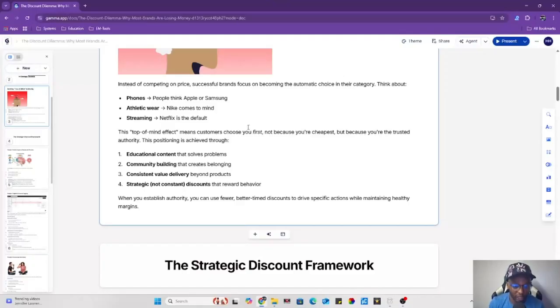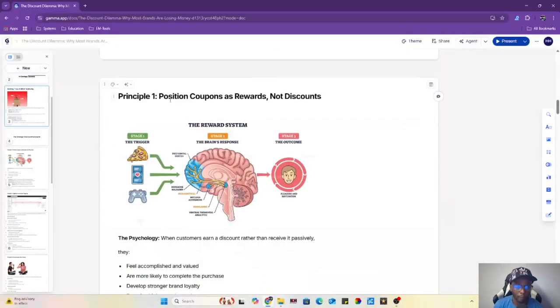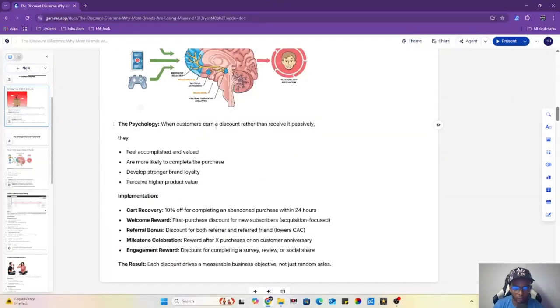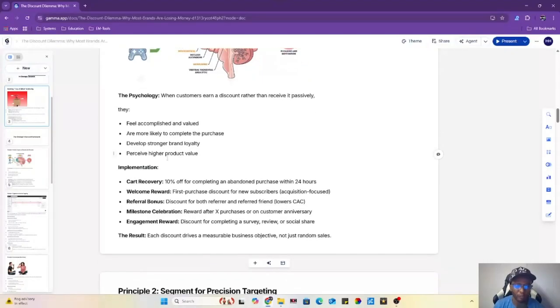So we want to offer people discounts when they do something for us, so we give them something in return. That's how you reward behavior, and you train people to respect your brand and realize it's a real business, not a business on discount. So when you establish brand authority, you can use fewer, better-timed discounts to drive specific actions while maintaining healthy margins. The strategic discount framework. Principle 1, position coupons as rewards, not discounts. The psychology: when a customer earns a discount rather than receiving it passively, they feel accomplished and valued, and are more likely to complete the purchase, develop stronger brand loyalty, and perceive higher product value.